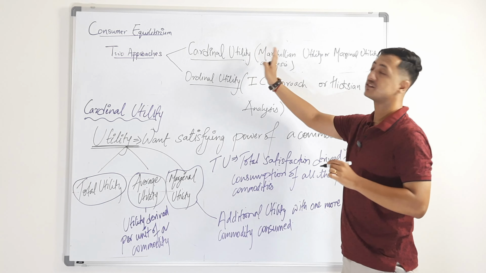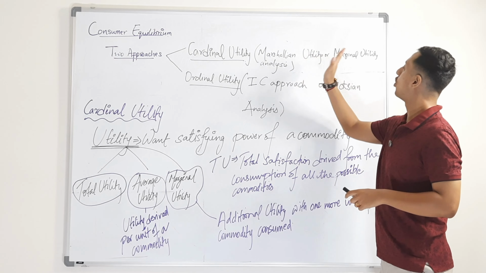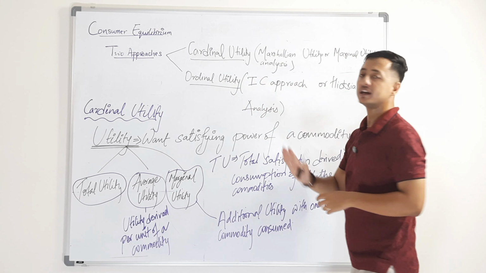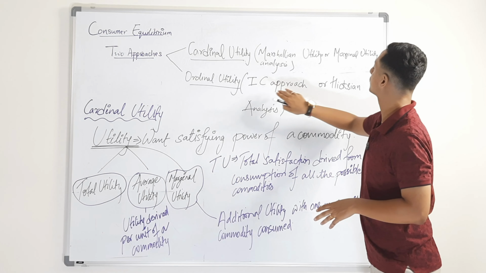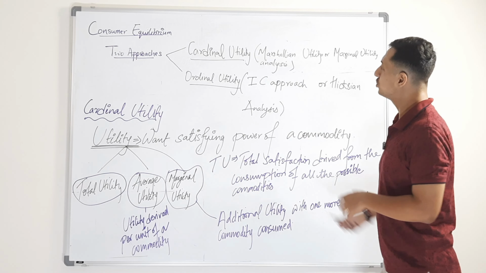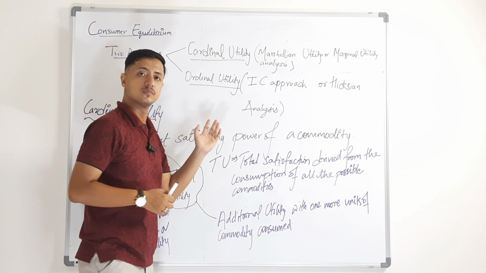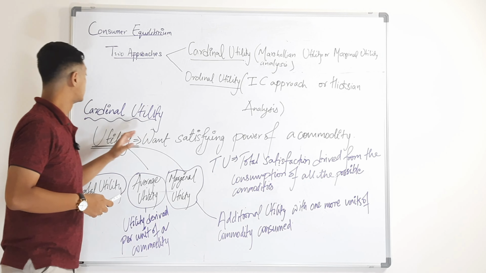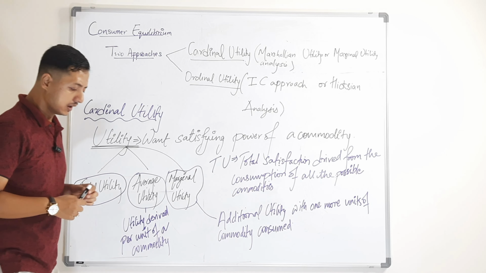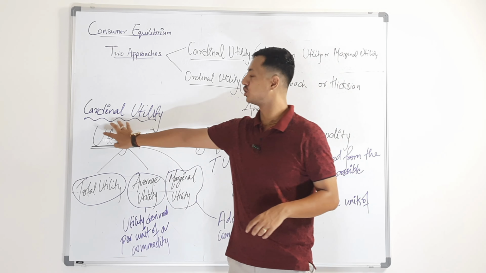Now cardinal utility has different names. It was given by Marshall. So Marshallian utility or marginal utility analysis also. Ordinal utility is also known by indifference curve approach or Hicksian analysis, right? So these are the two approaches through which we are going to see the consumer equilibrium. So first is cardinal utility approach. Okay, so before we start anything further, we should also know what utility is.